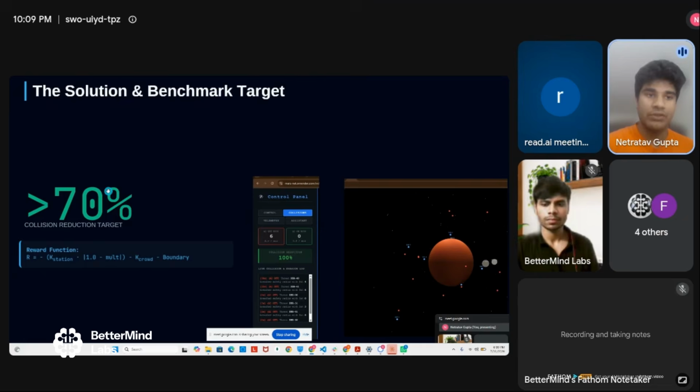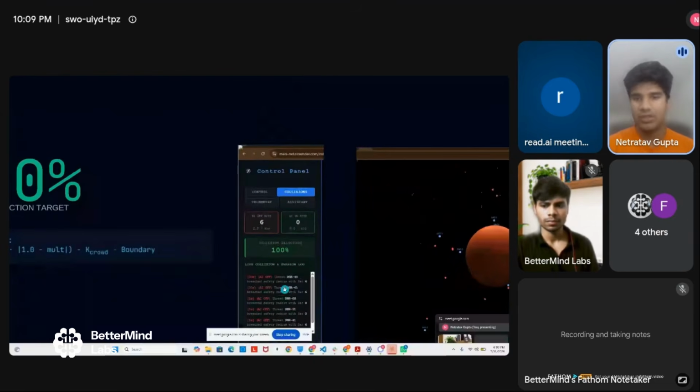And that goes back to our collision reduction target, where based on all the testing cycles I've done, I've been averaging around 85 to 100% collision reduction. So the collision reduction is well ahead of our target, which is good to know. Here's our live collision and evasion log. If, let's say, you want to see where specifically a satellite is getting hit, you can check this out and when it's happening.